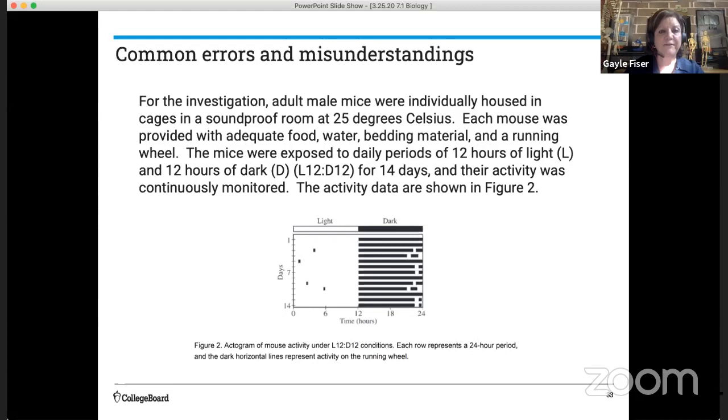All right, so for the investigation, adult male mice were individually housed in cages in a soundproof room at 25 degrees Celsius. Each mouse was provided with adequate food, water, bedding material, and a running wheel. The mice were exposed to daily periods of 12 hours of light, represented with an uppercase L, and 12 hours of dark, represented with an uppercase D. So L12, D12 means 12 hours in the light, 12 hours in the dark. They did this for 14 days, and they monitored their activity for those 14 days.